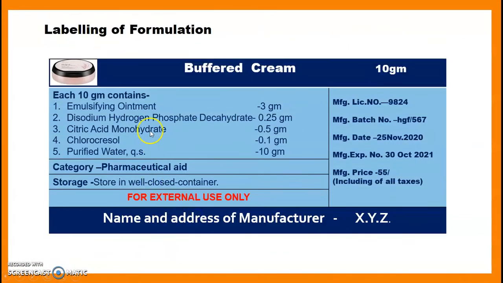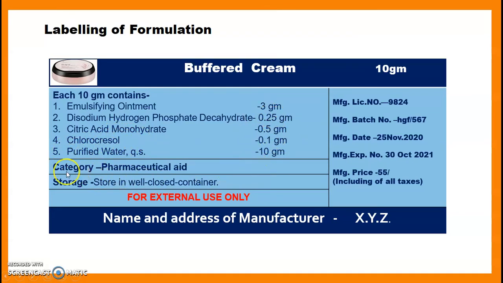Labeling of the formulation should be done in such a manner. First of all, at the top of the label, we mention the name of our preparation, that is buffered cream, and at the right hand side top, we mention the quantity of our preparation, that is 10 gram. Then we mention the ingredients: each 10 gram contains emulsifying ointment, disodium hydrogen phosphate dihydrate, citric acid monohydrate, chlorocresol and purified water. Mention all the quantities with their content.